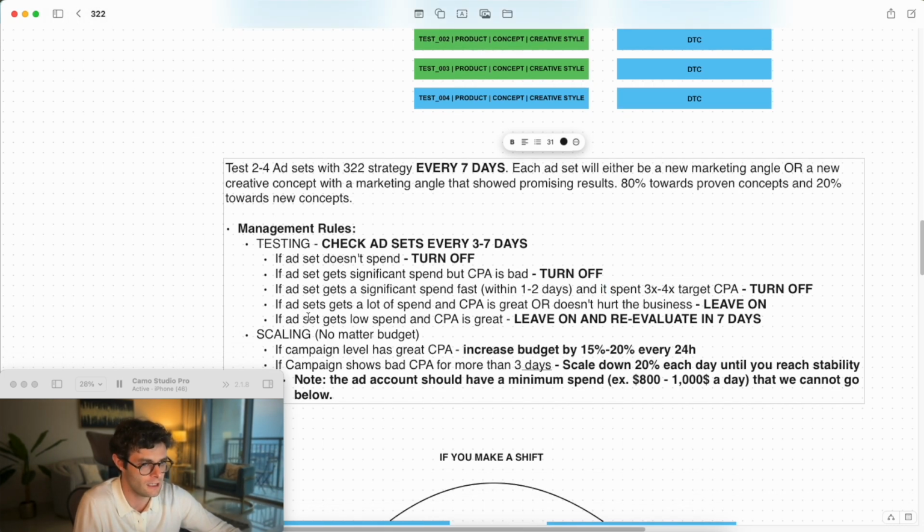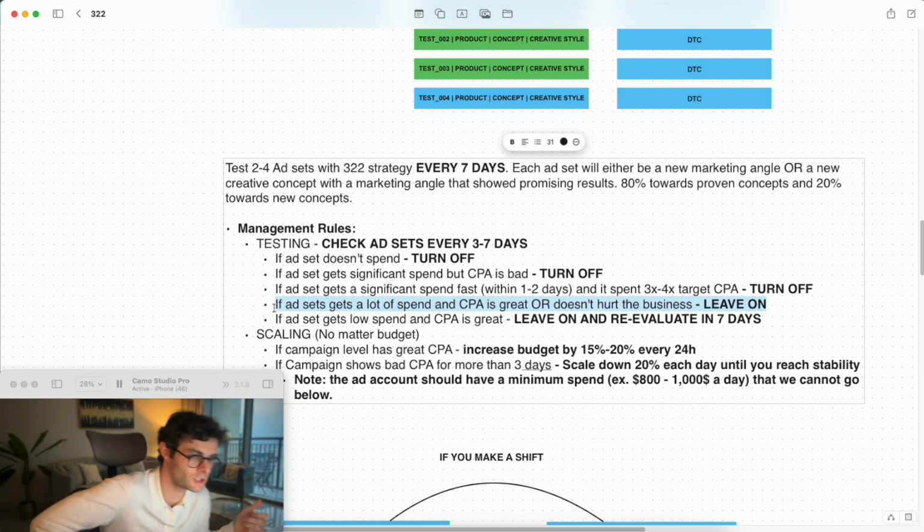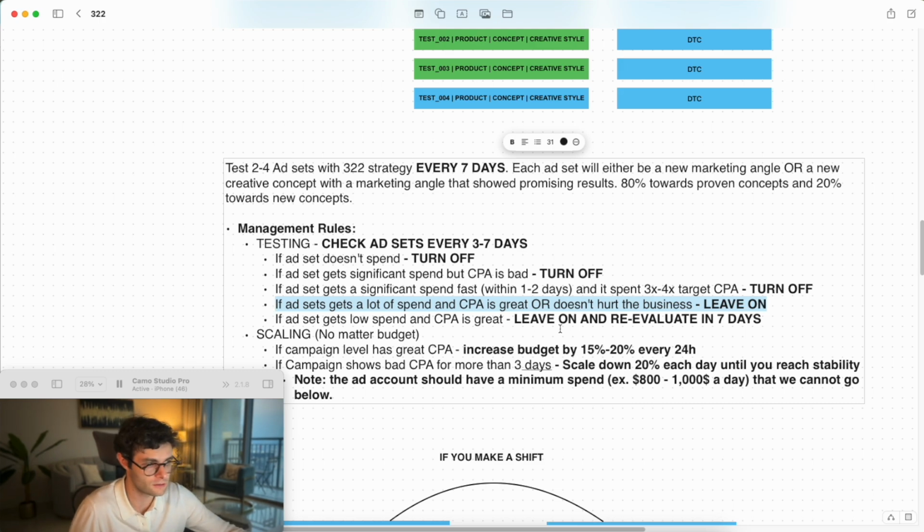Okay, if the ad set gets a lot of spend and the CPA is great, or just doesn't really hurt the business too much, just leave it on. If it's profitable, you leave it, right? If it doesn't hurt the campaign and you're maybe breaking even, or slightly profitable, I would say, maybe not breaking even, but slightly profiting, and you're getting data, you're still profiting, it's not hurting the entire campaign structure, just leave it on.